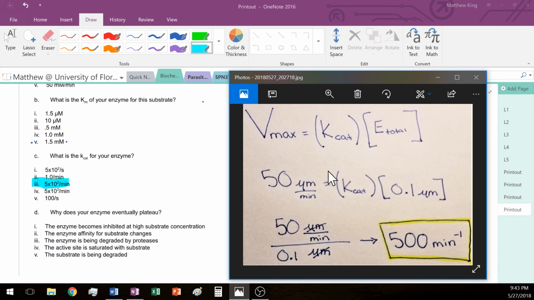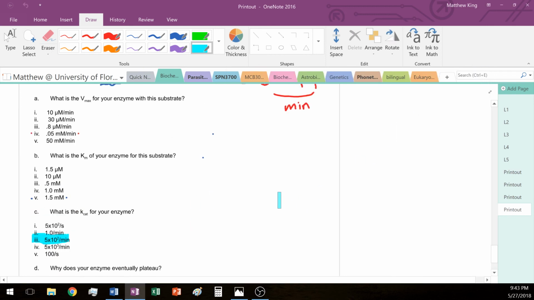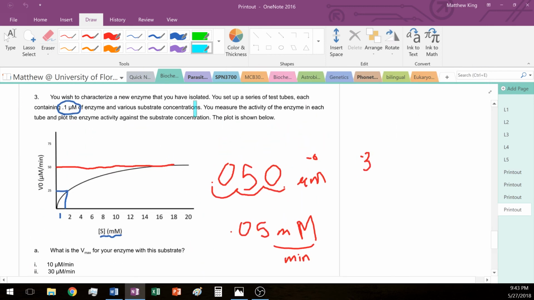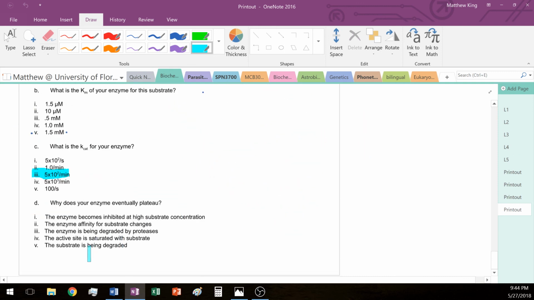Anyway, answer choice 3 says the enzyme is being degraded by proteases, and that is definitely not the case because, you can read it again, there are no proteases in our containers, in our test tubes anywhere. So it's not number 3.